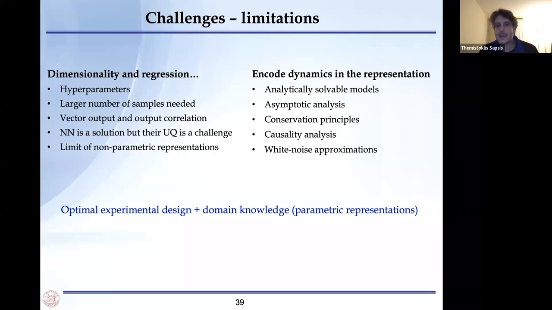And then the challenge would be how to use these optimal experimental design ideas with domain knowledge in parametric representations to achieve the goal, which is fast UQ and fast optimization.